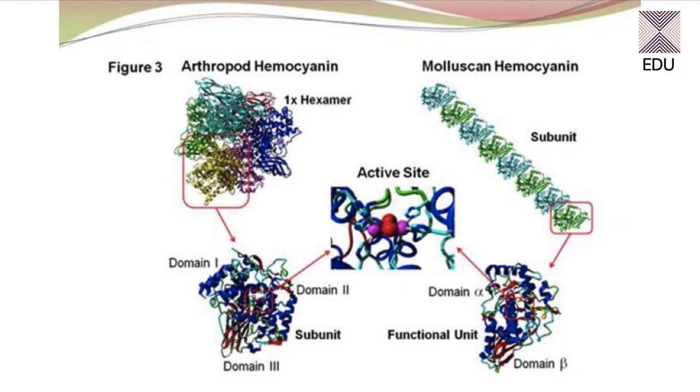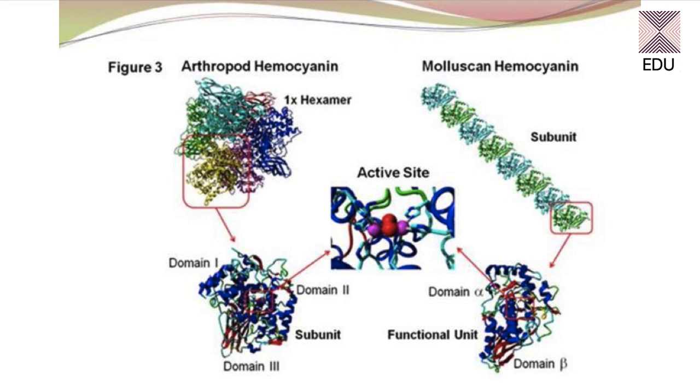Now this slide gives you an idea about the difference in the hemocyanins of arthropods and mollusks. As we have seen in the previous slides, the molecular weight of arthropod hemocyanin was higher than the molluscan hemocyanin. So you can very well compare the sizes of these hemocyanins. On the left side we have the arthropod hemocyanin, on the right side the molluscan hemocyanin.